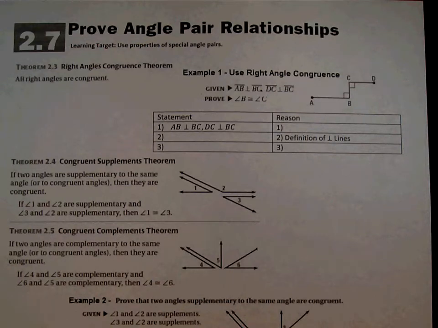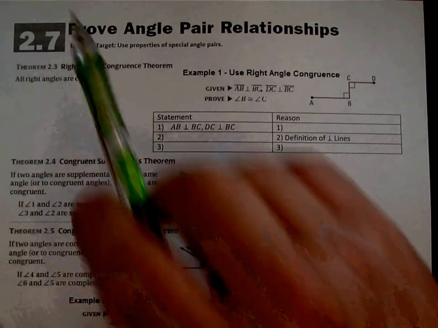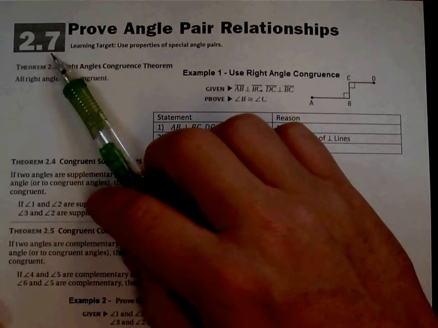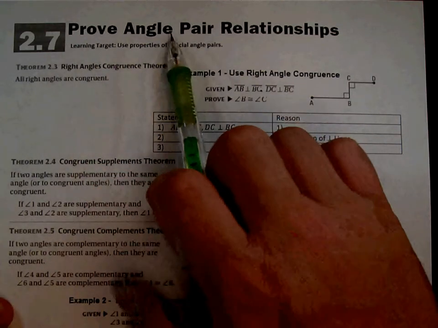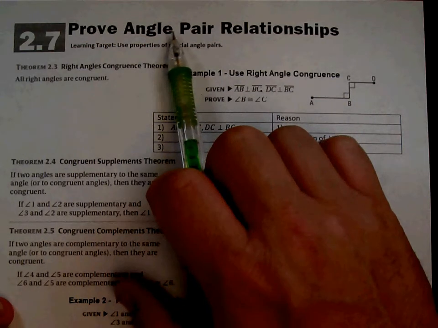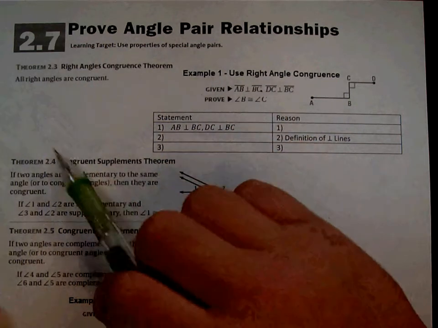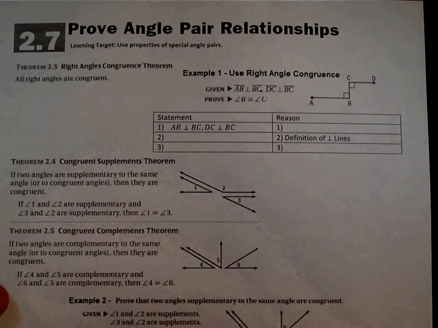Alright, I'm unable to be with you today, so I thought I'd do a video of some notes. And we're going to look at section 2.7, where we're proving angle-pair relationships. We'll do some proofs and we'll talk about angle pairs. You'll see we've got some theorems here, and actually at the bottom, a postulate as well.